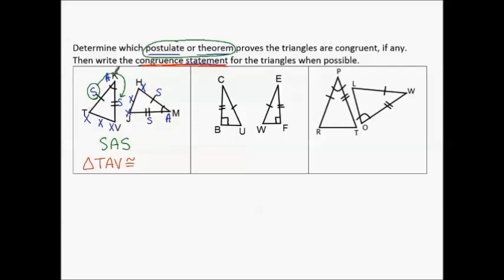Notice when I did TKV, oops, just notice that we needed to change this to K. TKV, I went over the 1 slash and then the 2 slash side. So I'm going to do the same thing over here. Starting with H, go over the 1 slash side and then the 2 slash side. H, M, J.